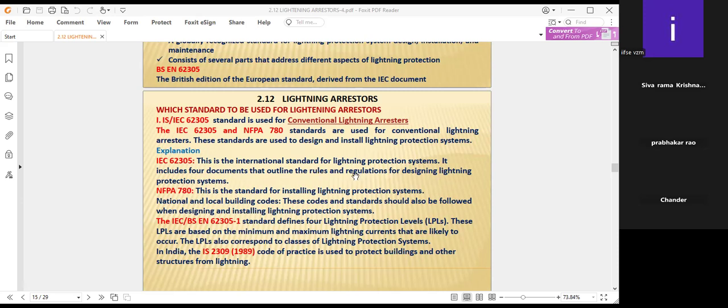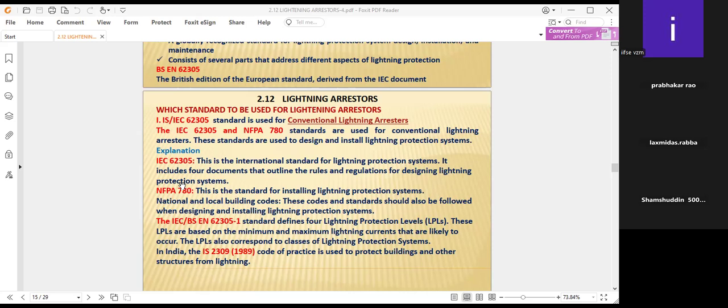Yes, sir. Please tell me, sir. Sir, how are the questions asked, related to NFPA, IEC? Pardon, sir. The question is, what type of questions are asked in lightning arresters?